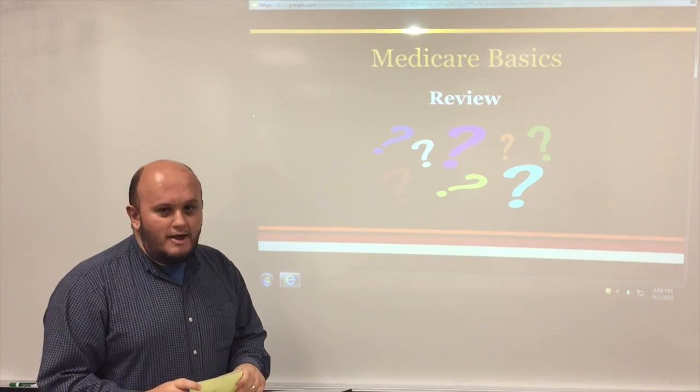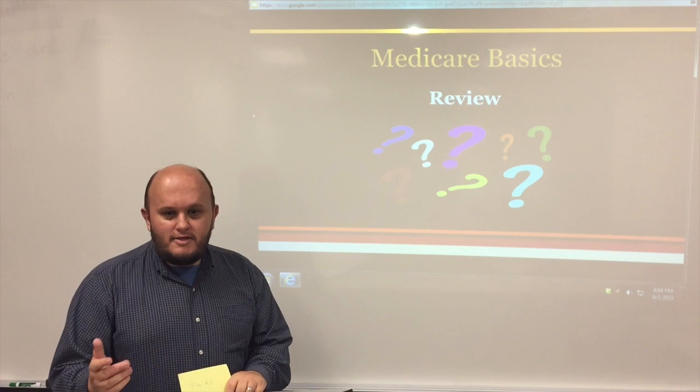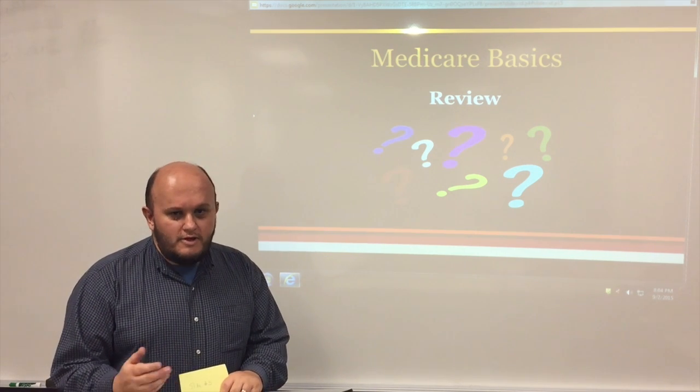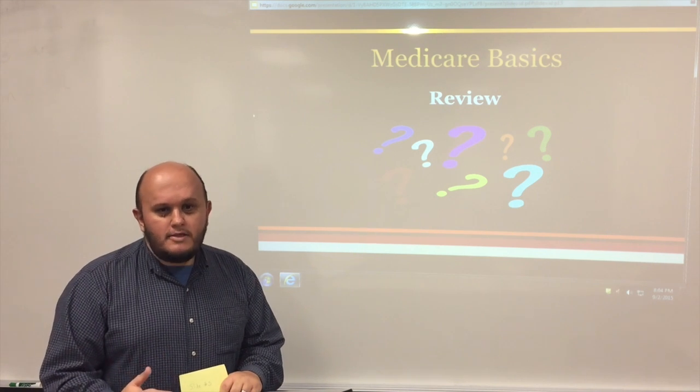So in review, Medicare is basically the alphabet, A, B, C, D. A is for your hospitalization, B is for your doctor, C is your health plans, and D is for your prescription drugs.